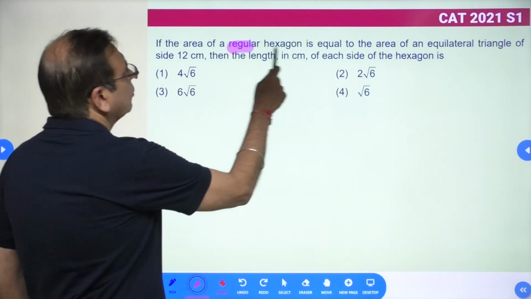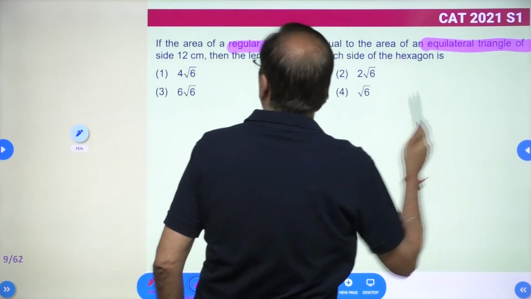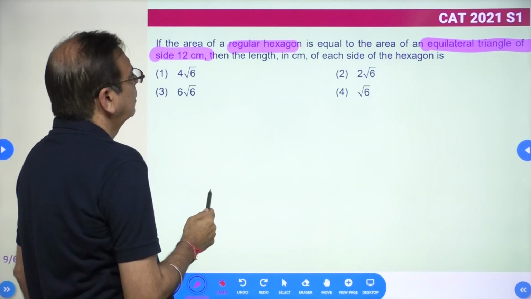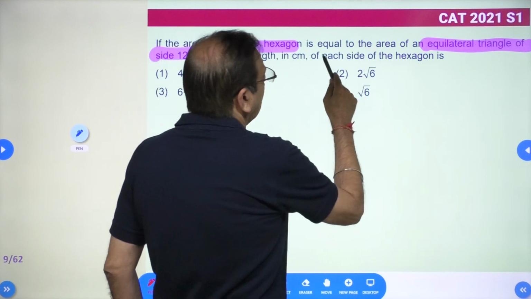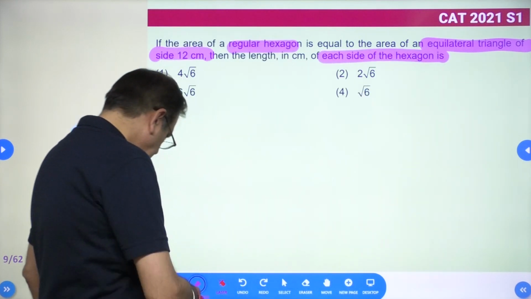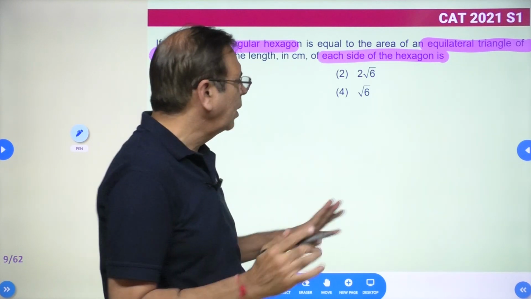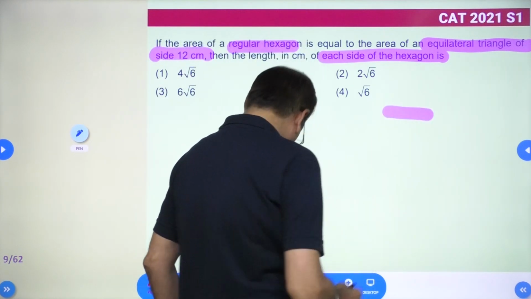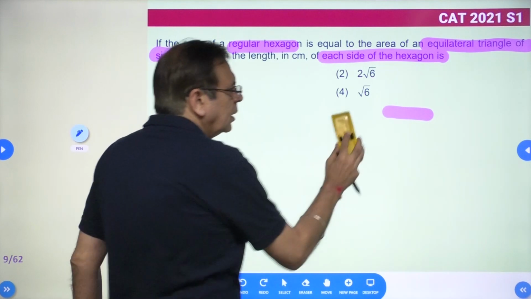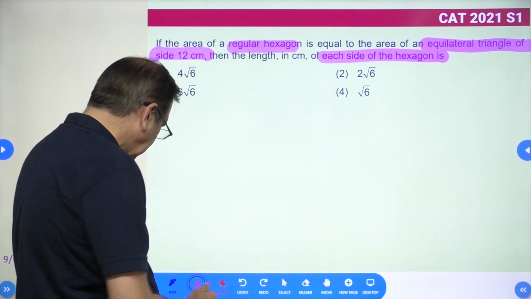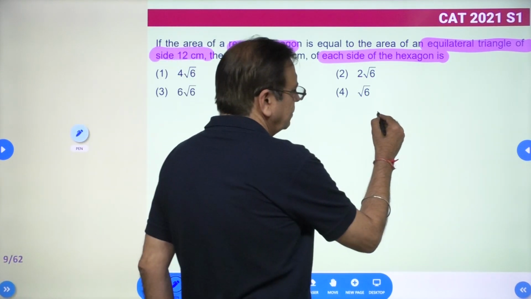Area of a regular hexagon is equal to area of an equilateral triangle of side 12 centimeters. Then the length in centimeters of each side of hexagon. Okay. Now what is a hexagon? Hexagon is nothing but 6 small equilateral triangles. Okay. So very quickly if I look at hexagon, एक फिगर बना के 1 मिनट में समझ लेंगे कि हेक्सागन की कहानी क्या होती है.